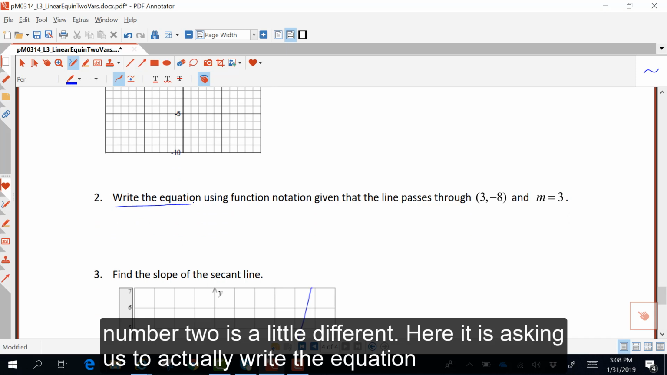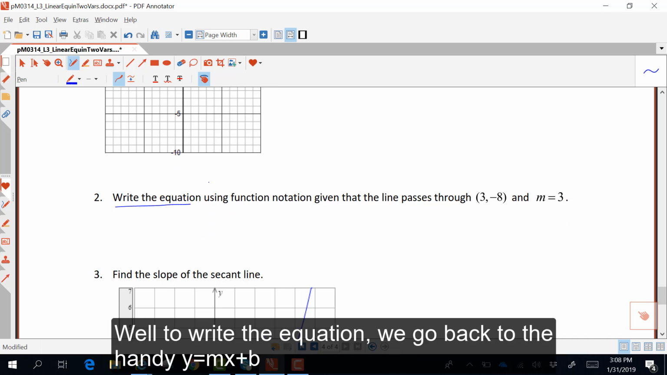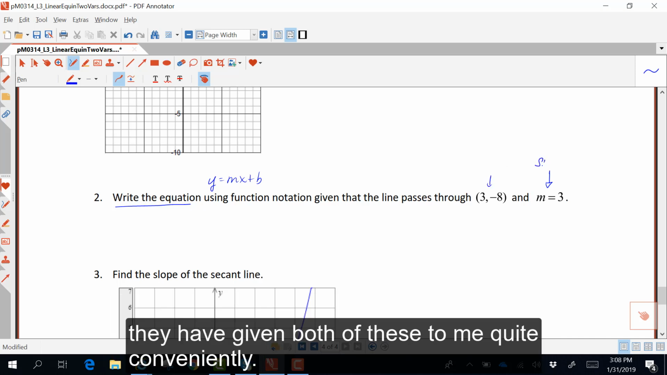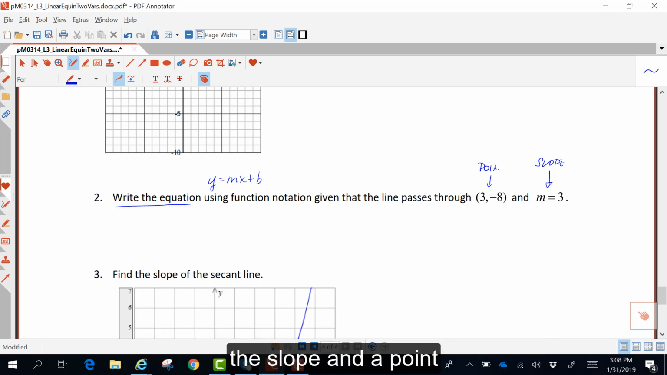Here it's asking me to actually write the equation. Well, to write the equation, we're going to go back to this handy y equaling mx plus b. Well, to do this, I need two things which they give me. I need the slope and I need a point. They've given both of these to me quite conveniently. The slope and a point.